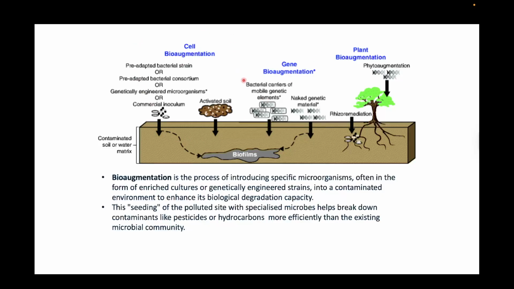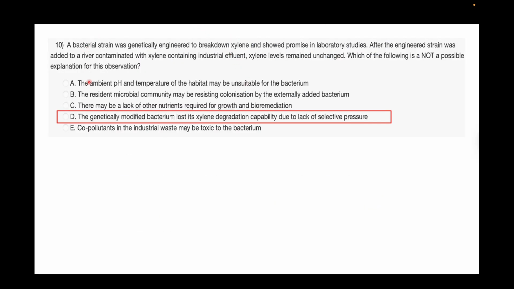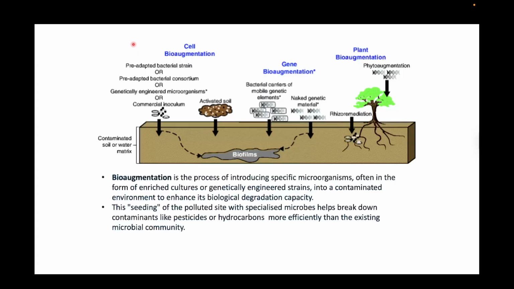So this whole process is called bioaugmentation, in which the bacterial strain is now genetically engineered. So, bioremediation 2.0, and this bacterial strain is added into the in situ site. Bioaugmentation is the process of introducing specific microbes, often in the form of enriched cultures or genetically engineered strains, into a contaminated environment to enhance its biological degradation capability. This seeding of the polluted site with specialized microbes helps break down contaminants like pesticides or hydrocarbons more efficiently than the existing microbial community.